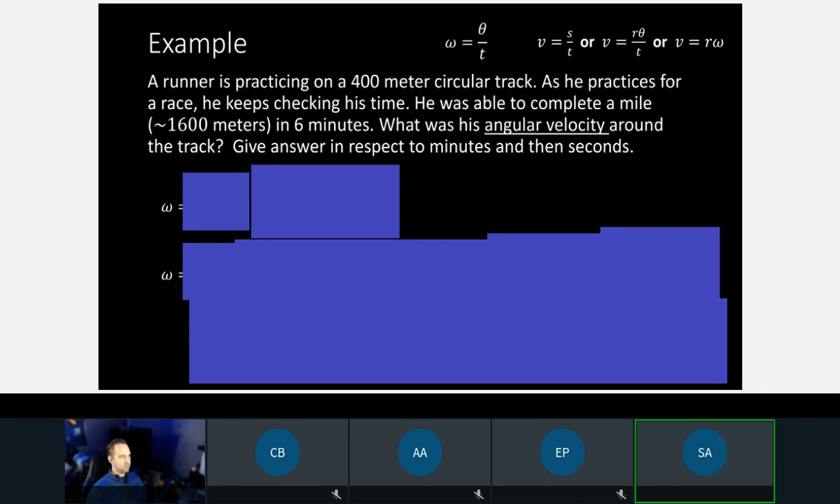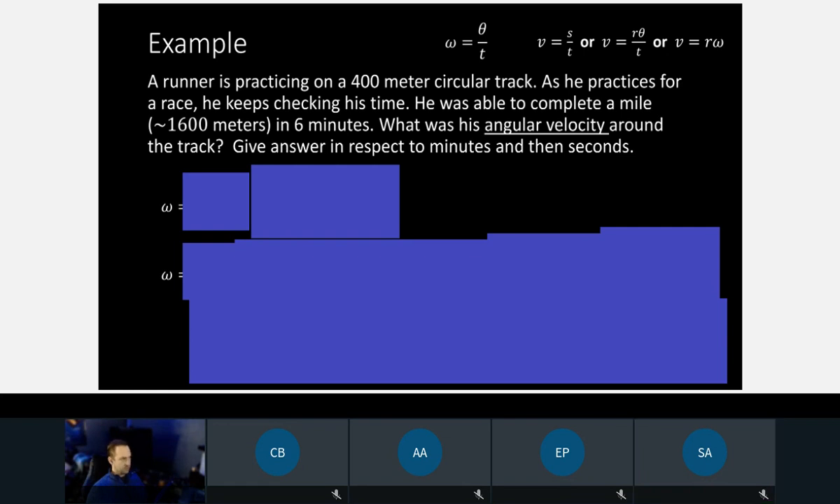Okay, can you hear me okay? Yep. Okay. A runner is practicing on a 400-meter circular track. As he practices for a race, he keeps checking his time. He was able to complete a mile, 1,600 meters, in 6 minutes. What was his angular velocity around the track? Give answer in respect to minutes and then seconds.